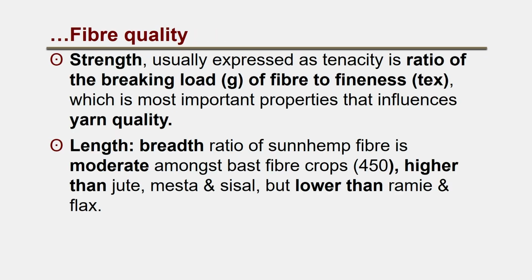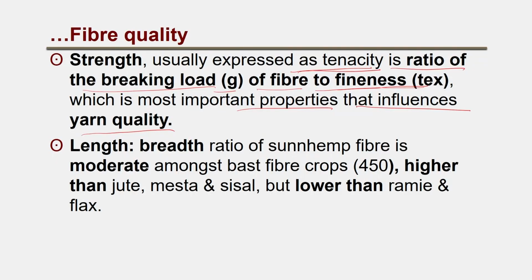So let us start with strength, usually expressed as tenacity. Tenacity is the ratio of the breaking load, which is expressed in gram, of the fiber to the fineness, and fineness of fiber is expressed in terms of tex. Tex is the unit, which is the most important property that influences yarn quality. So yarn is a kind of thread that is prepared from the sannhemp fiber.